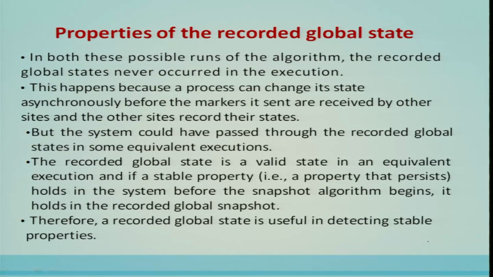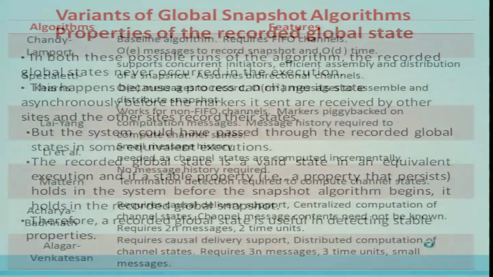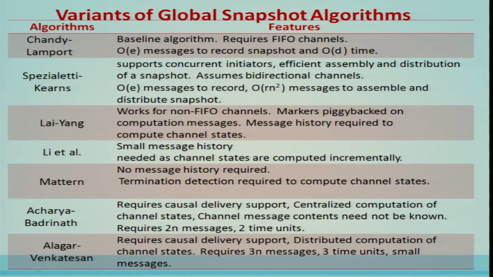The recorded global state is a valid state in an equivalent execution, and if a stable property, that is, a property that persists, holds in the system before a snapshot algorithm begins, it holds in the recorded global snapshot. Therefore the recorded global state is useful in detecting the stable properties of a distributed system. Now we are going to see the variants of the global snapshot algorithms which are available.